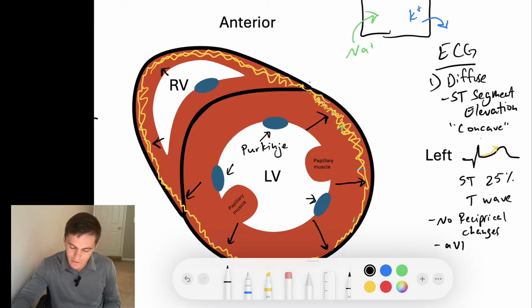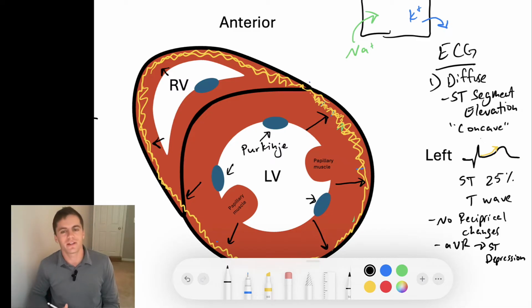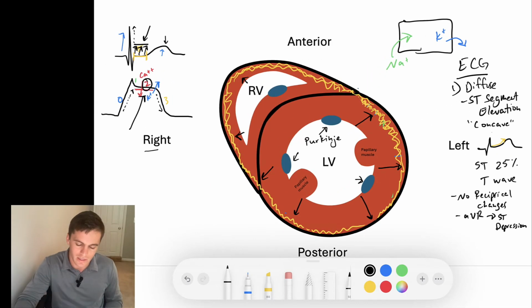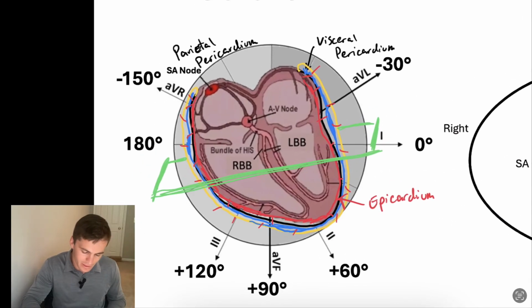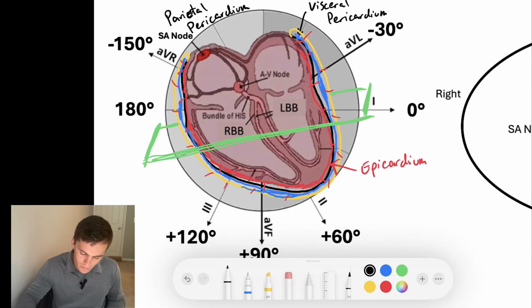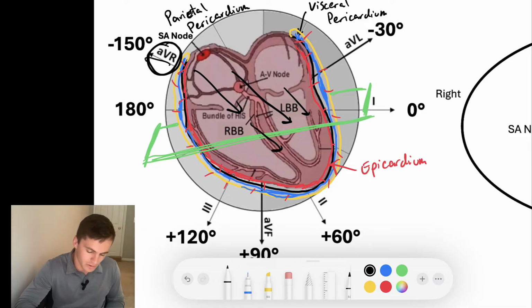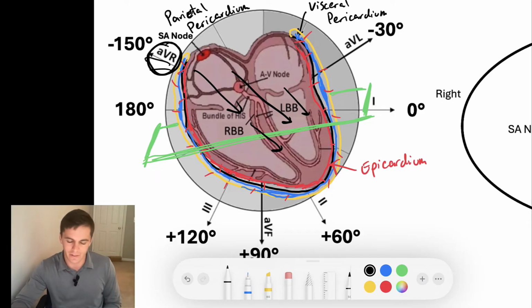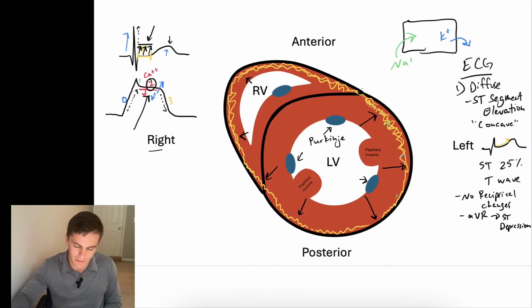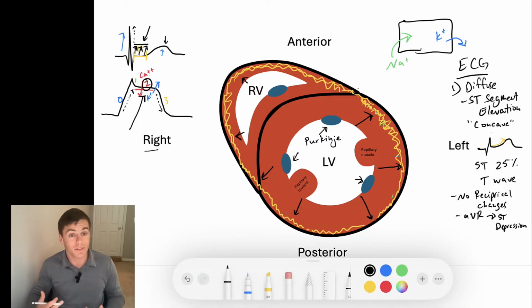However, AVR will have ST depression, right? So AVR is the only lead that you're going to see that has ST depression. Why? Well, imagine if I go back to this picture here. Remember that here is all of the pericardium that travels all the way around the heart, and AVR is getting the opposite forces of everything that we're going to see. Everything's kind of heading in that direction. AVR is just kind of the oddball, getting all the opposite forces, so AVR is going to be the opposite.